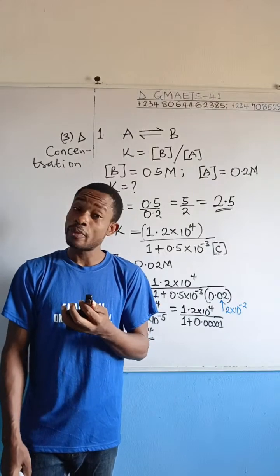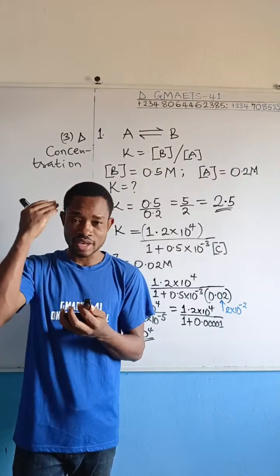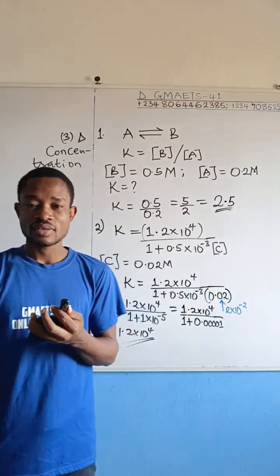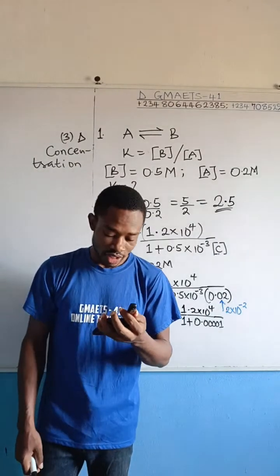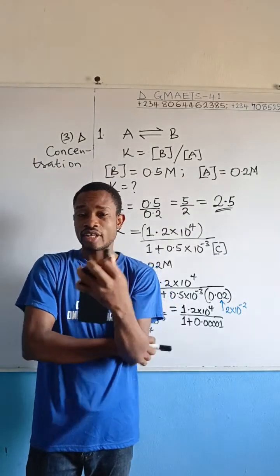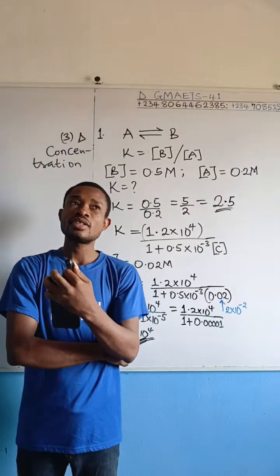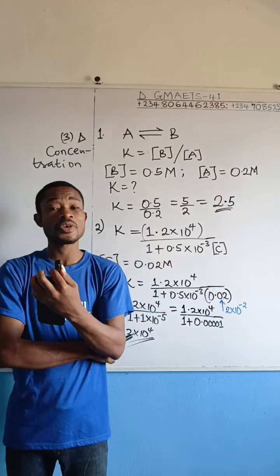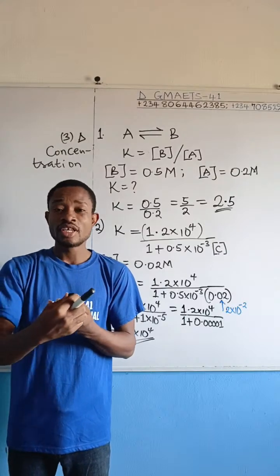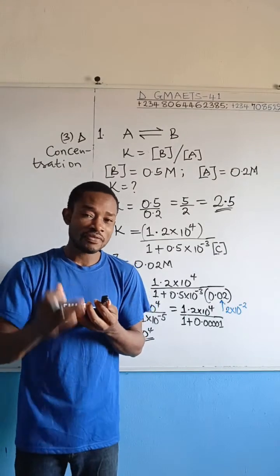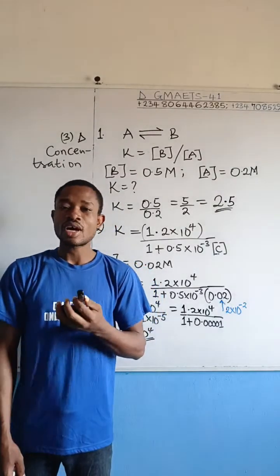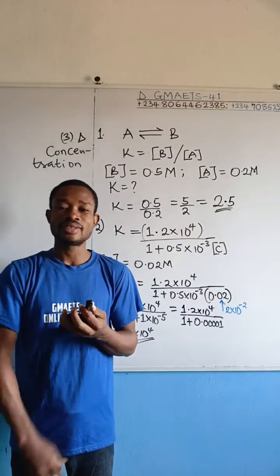B, temperature. Temperature affects it. I just talked about that in question 3. C, pressure. Pressure affects it. D, volume. This question is dicey. It's kind of tricky somehow, right? Because volume has this relationship with pressure. As a matter of fact, when you are applying Le Chatelier's principle in the study of the effect of these factors on the equilibrium constant, pressure and volume go hand in hand.